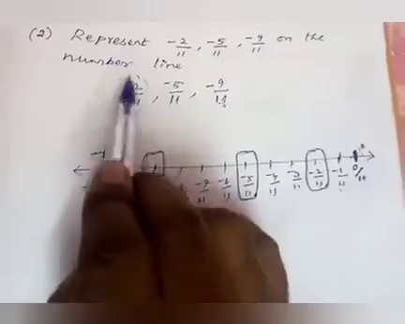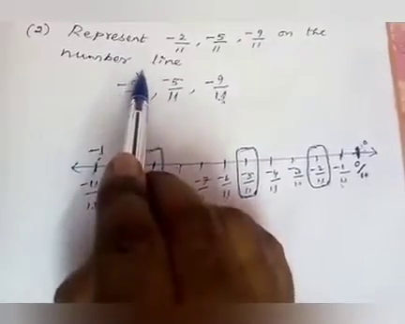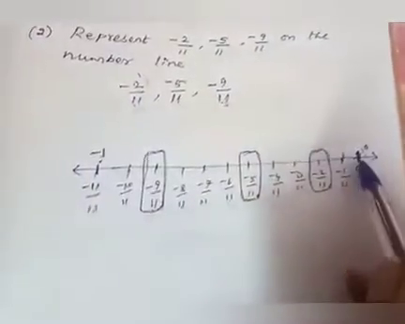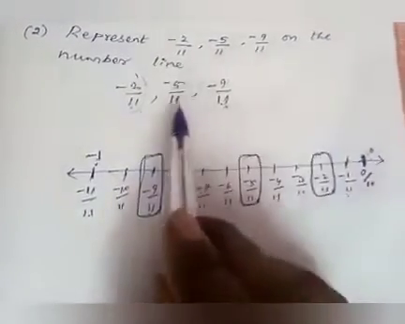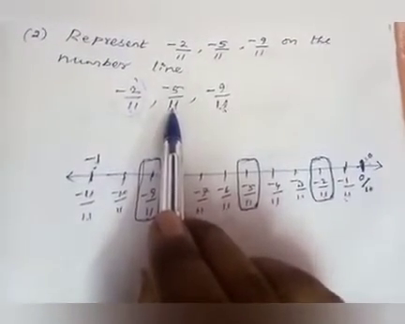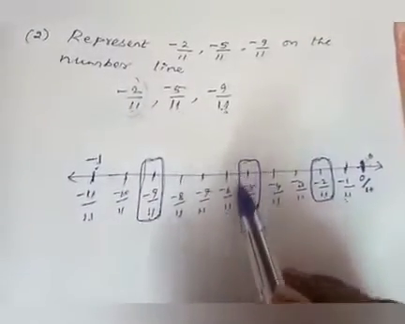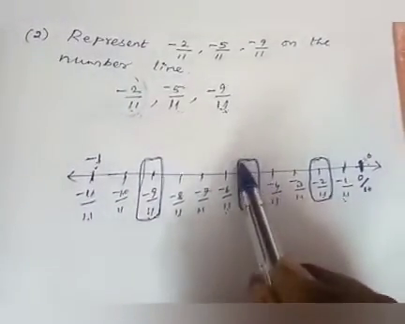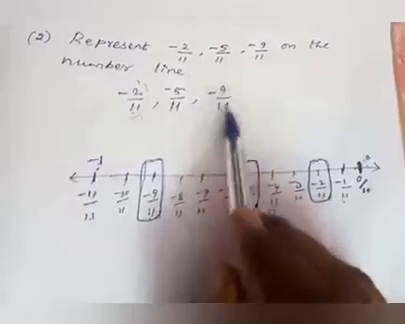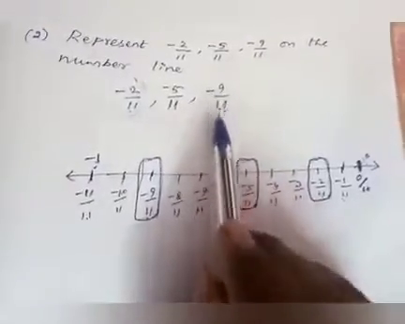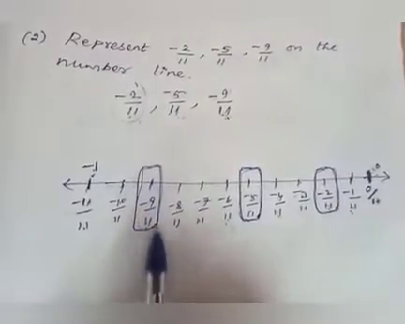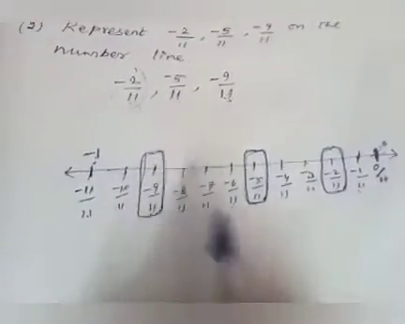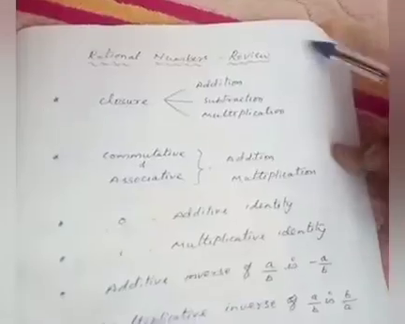Now represent minus 2 divided by 11, minus 5 by 11, minus 9 by 11 on the number line. What is the first rational number? Minus 2 divided by 11. So where is minus 2 divided by 11? Here. The next rational number is minus 5 divided by 11. So here minus 5 divided by 11. The next rational number is minus 9 divided by 11. So where is minus 9 divided by 11? Here. That's all. This chapter is over.